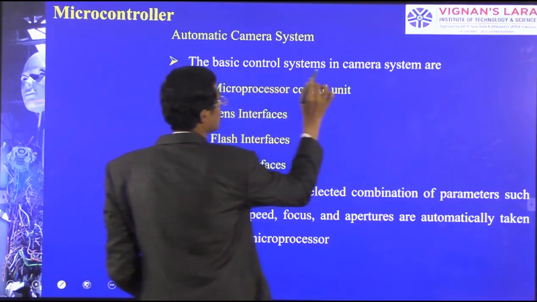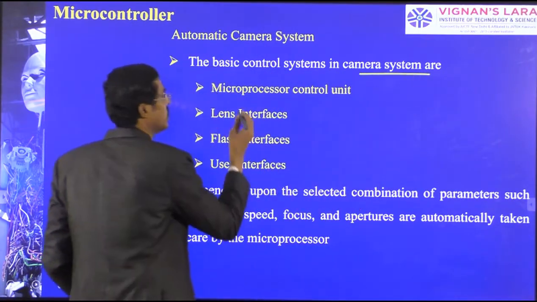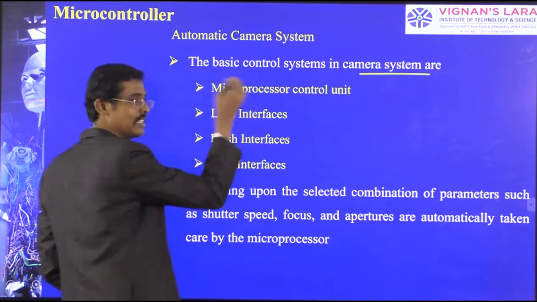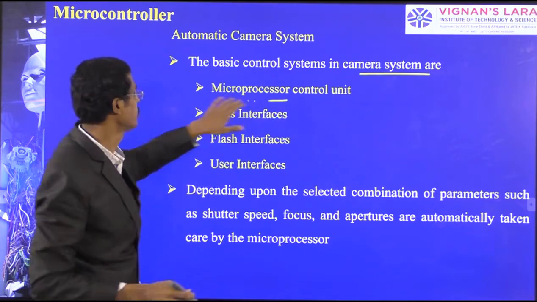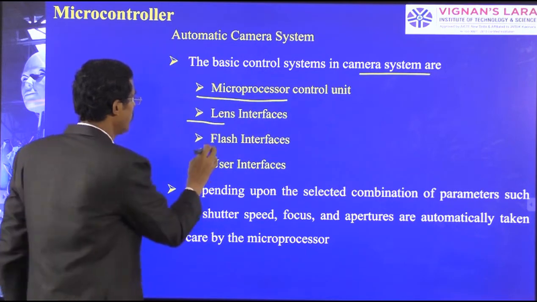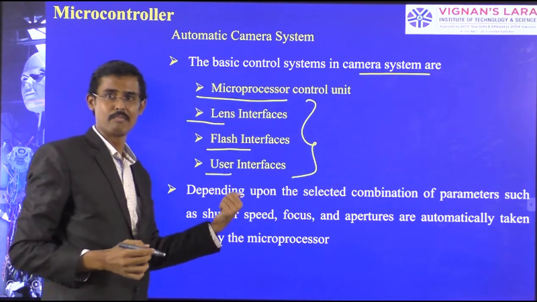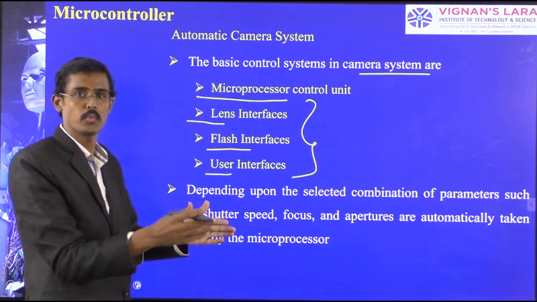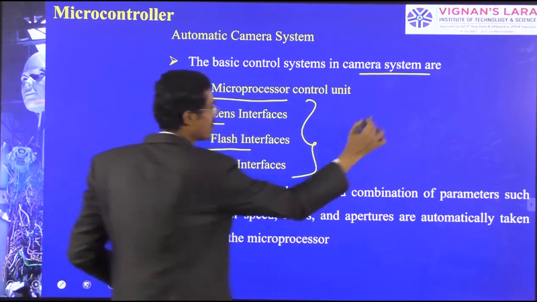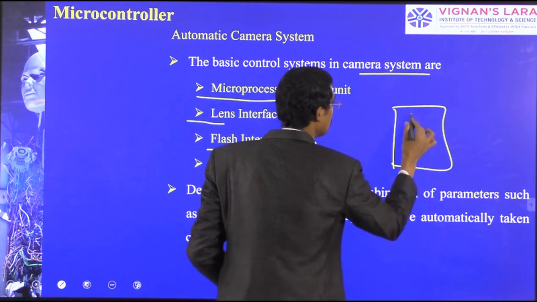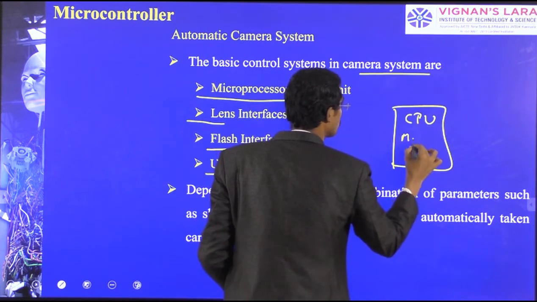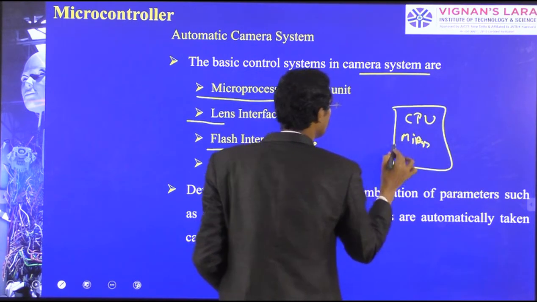The basic control system in a camera system contains a microprocessor, lens interfaces, flash interfaces, and user interfaces. We have seen a diagram which contains the central part, the CPU, which contains the processor. So we have taken a CPU of a microprocessor.